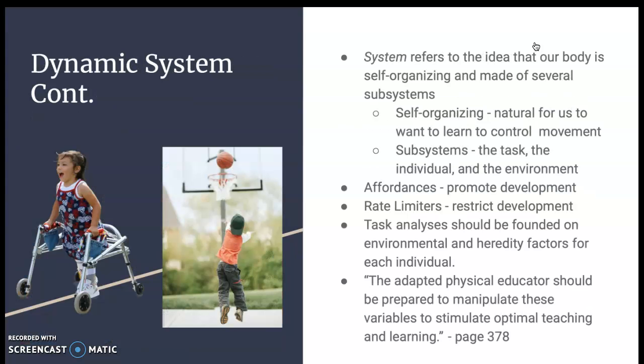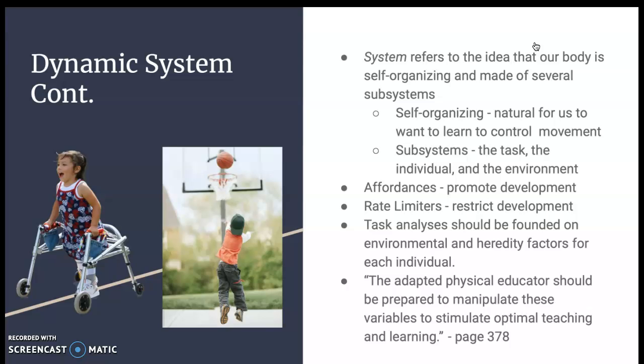The term system refers to the idea that our body is self-organizing and is made of several subsystems. Self-organizing meaning we naturally strive to know how to control our bodies. And the subsystems refer to the task, the individual, and the environment. All of those things determine the rate and the sequence and the extent of one's development. There's no specific developmental plan for all of us to follow. The process is going to look really different for everyone.